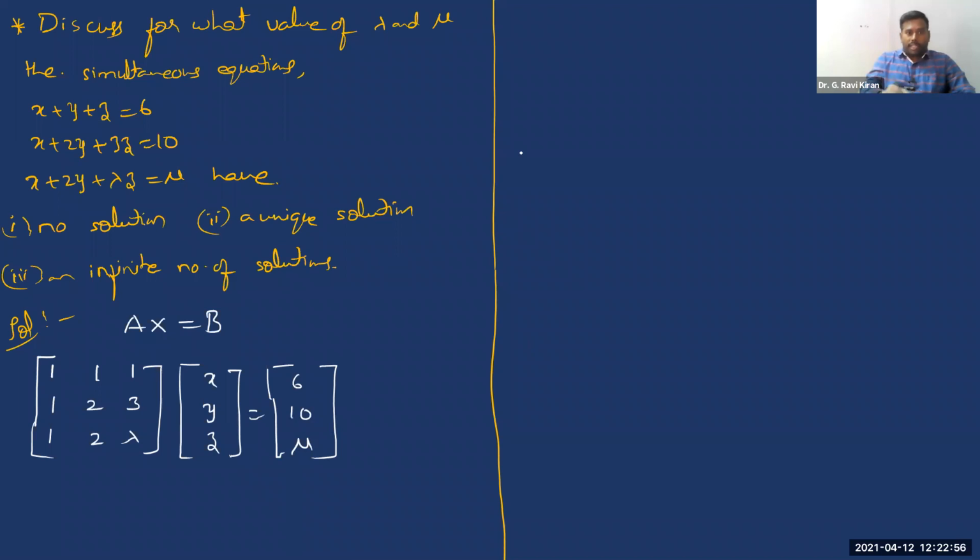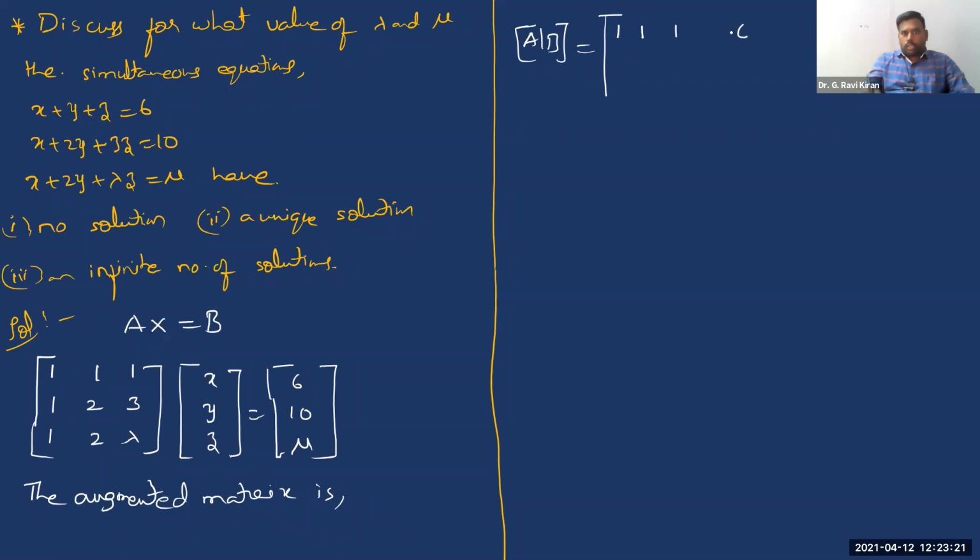Next, from this matrix form, to find out the solutions of the system, we normally take the augmented matrix. So let me take the augmented matrix as usual. I'm proceeding in a very similar way. The augmented matrix [A|B] is: 1, 1, 1, 6; then 1, 2, 3, 10; then 1, 2, lambda, mu. Now see, this is the augmented matrix.